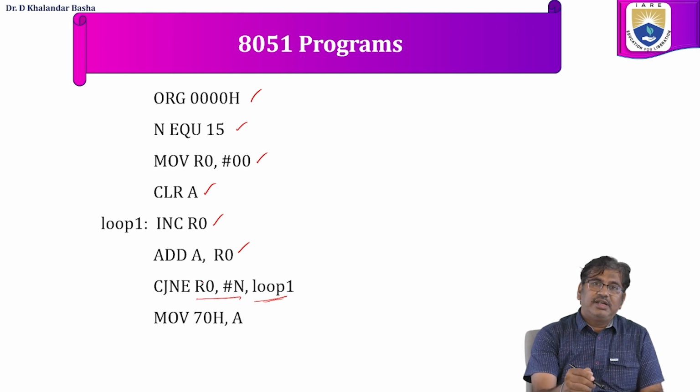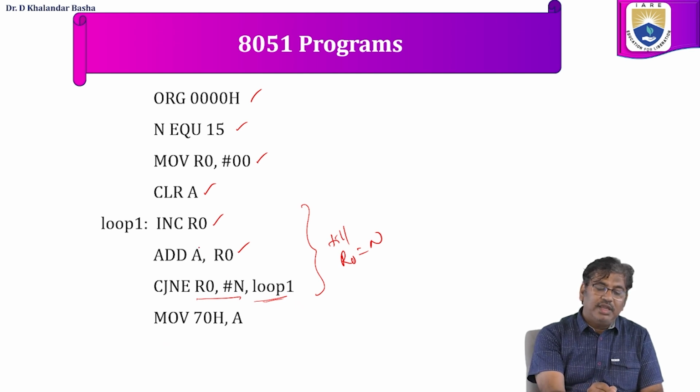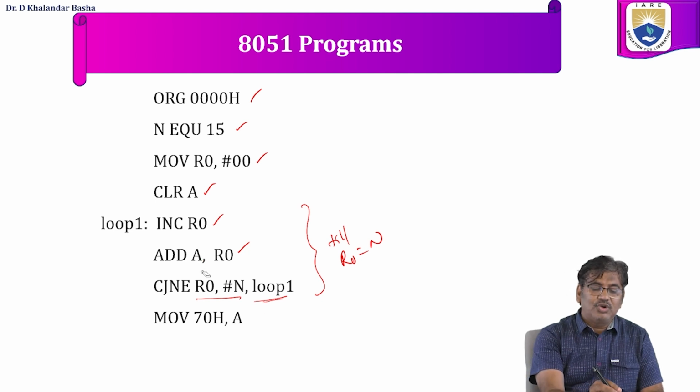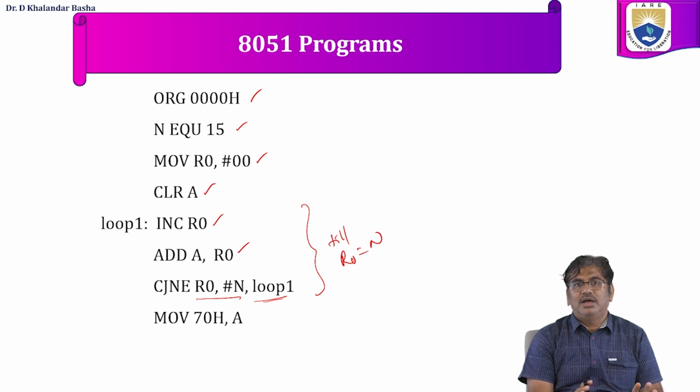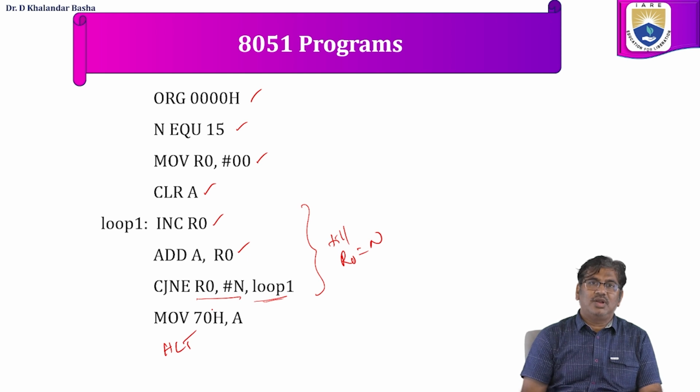So this loop will be iterated until R0 is equivalent to n. When this condition is true, then we will terminate the program. Here, the result after addition we are having in accumulator. That accumulator contents we are going to load into the target location by using the instruction move 70H comma A. So with this, all the values, it is a sum of n numbers, till n numbers you can take. So we can terminate the program by writing halt as last instruction.